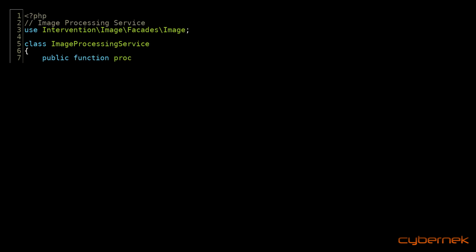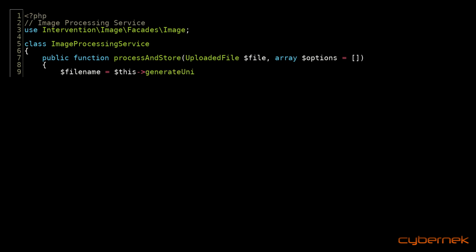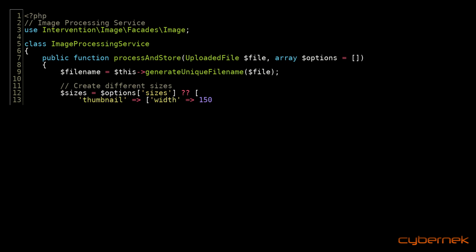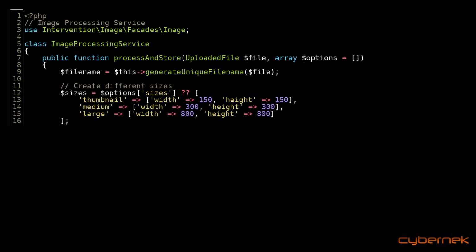The ImageProcessingService class uses the Intervention Image library for image manipulation. The processAndStore function takes an uploaded file and an options array, generates a unique file name using the generateUniqueFileName method, defines a default sizes array with thumbnail, 150 by 150, medium, 300 by 300, and large, 800 by 800 dimensions, which can be overridden via options.